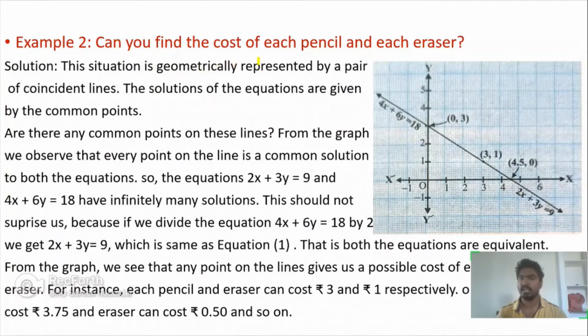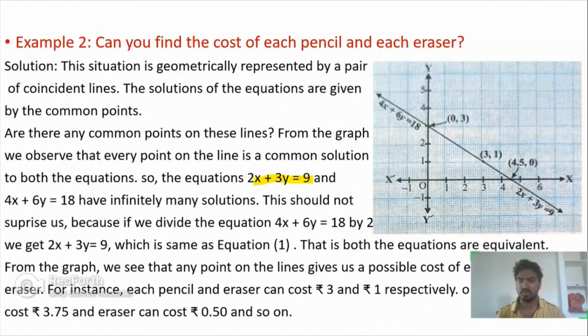That is, this pair of equations is geometrically represented by a pair of coincident lines. That is, the solutions of the equations are given by the common points. So, are there any common points on this line? Yes, from the graph, we can clearly observe that every point on the line is a common solution to both the equations. So this is the cause. We are seeing only 1 line because 1 line passes through the other line in the same direction, through the same points, so we see only 1 line, but it contains 2 lines.